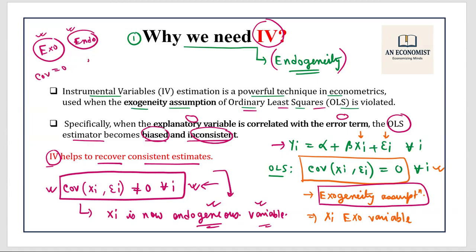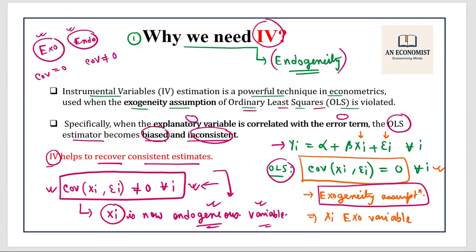But if the problem of endogeneity arises, then this covariance will not equal 0, which means the explanatory variable has some correlation with the stochastic error term, and that is why the explanatory variable in our model is now endogenous. This is a direct violation of the classical linear regression model assumptions. That is why the OLS estimation method is no longer valid, because if you apply OLS, it will give you biased and inconsistent estimates.